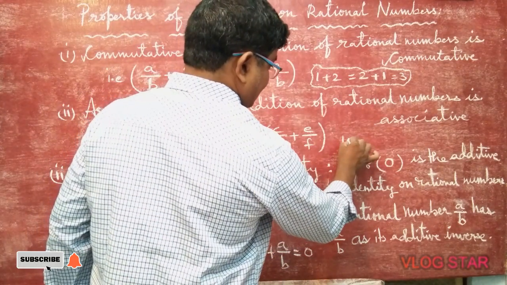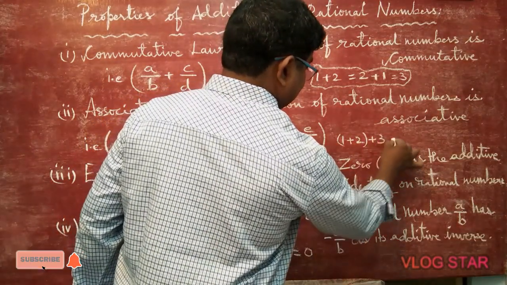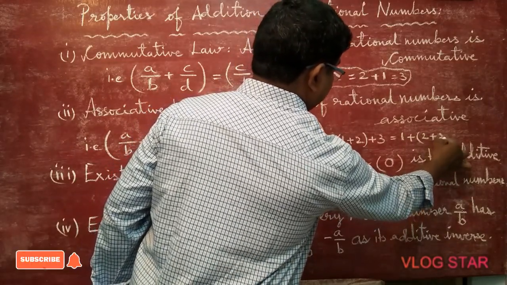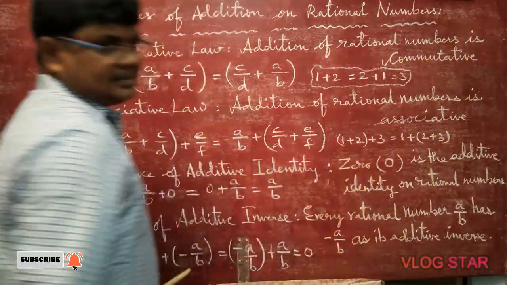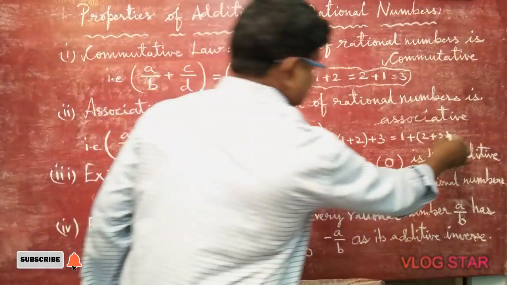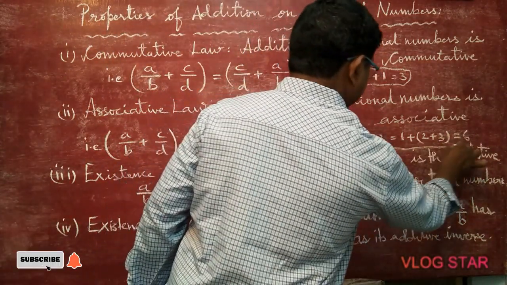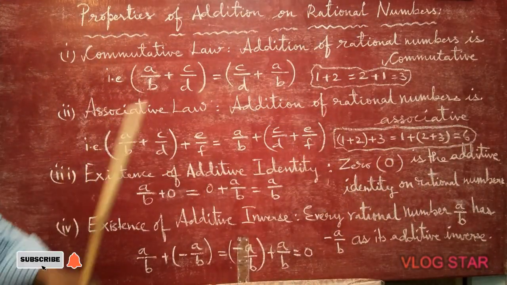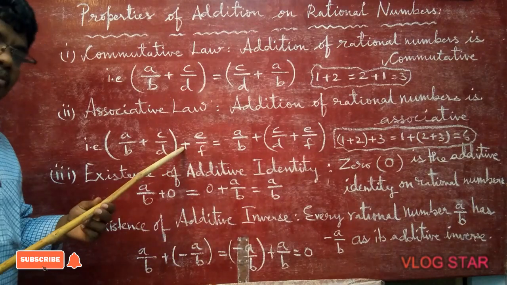In the same way, example: 1 plus 2 plus 3 is equal to 1 plus 2 plus 3. Add 1 plus 2, 3. 3 plus 3, 6. In the same way, 2 plus 3, 5. 5 plus 1, 6. The same answer will come. This law is called associative law. What law? Associative law. This is an example with numbers. This is the general form.